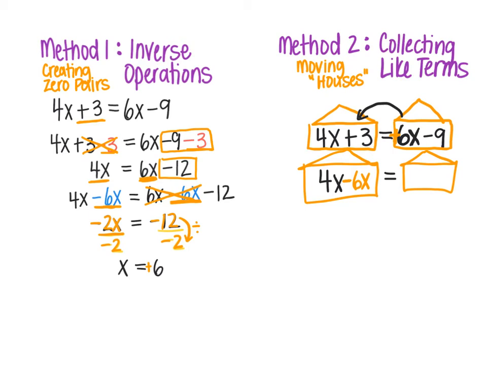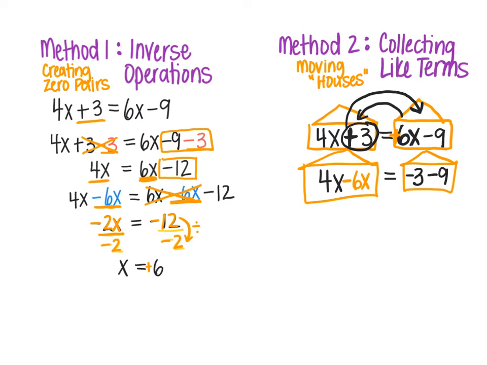So looking at the right-hand house, we know that that negative 9 is going to stay in this house. It's already a constant by itself. We just want to find the other constant that needs to move with it. In looking at the original equation, we can see that there's this plus 3 living with the x's in the original line, and it can't be there anymore once we start moving houses. It's going to have to move across the equal sign into the other house. So since it's a positive address when it lives here, as that term crosses the equal sign, it's going to become a negative address, or a negative 3.